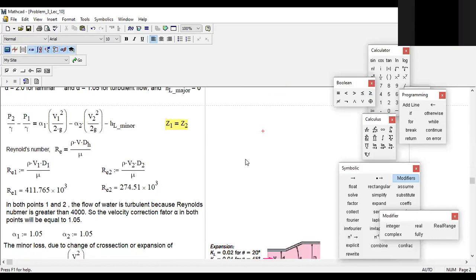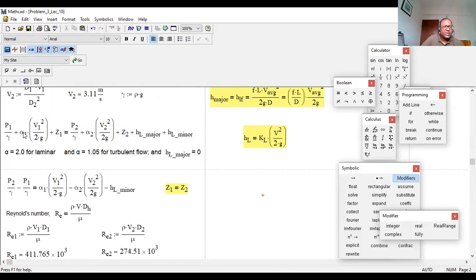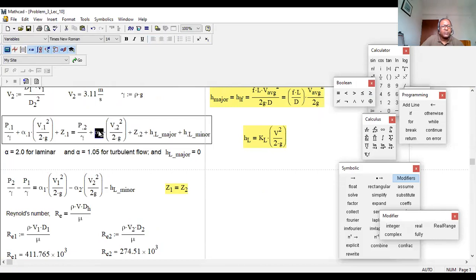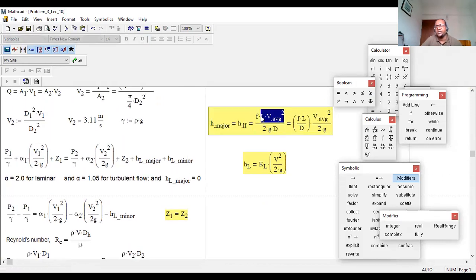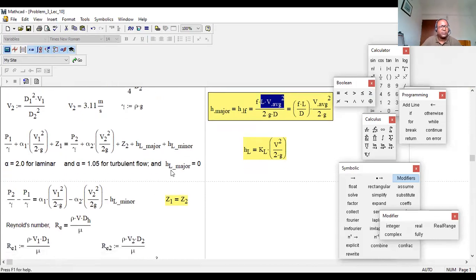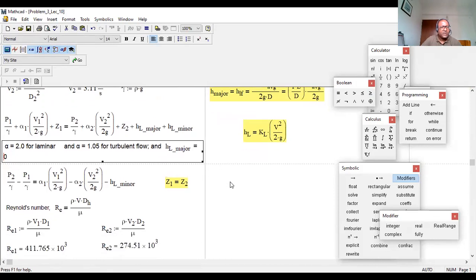Okay. Yes, sir. So you see, we need to figure out alpha 1 and alpha 2. But the major head loss we are not able to figure out because the length of the pipe is not given. So we'll say this is assumed to be 0. That we put over here. The major head loss equals 0, right over here is 0.